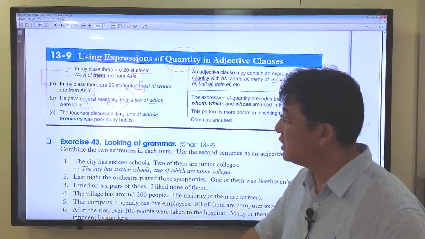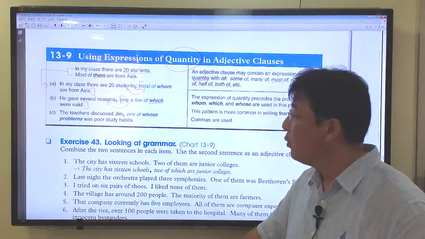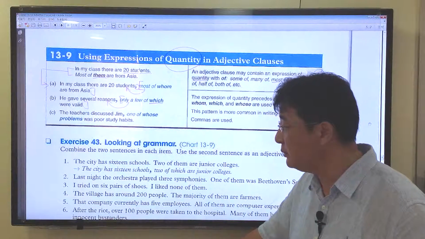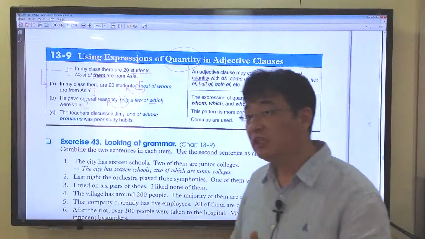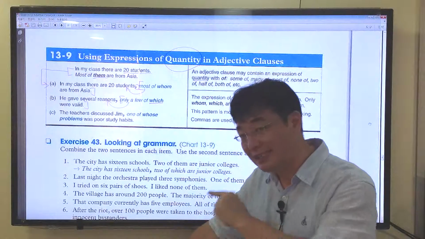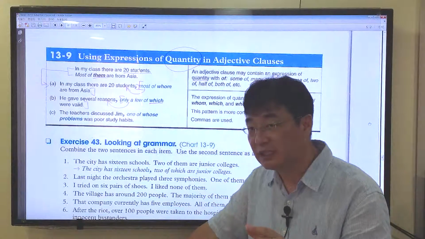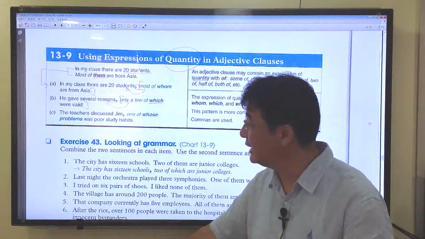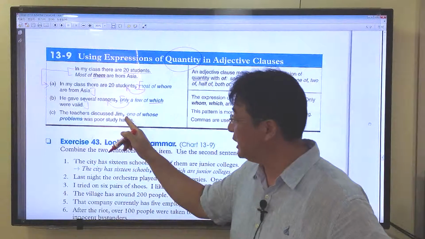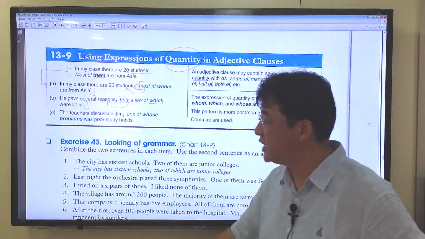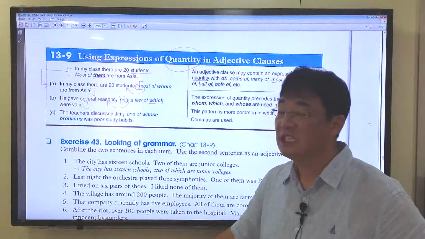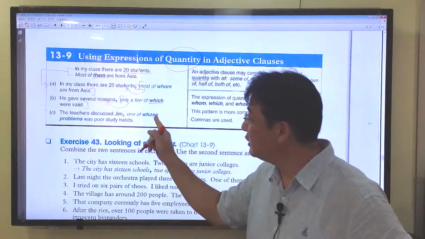Okay, let's find out the meaning of example C. The teachers discussed the gym, one of whose problems was poor study habits. Okay, why don't we try again to convert the sentence into two independent sentences. 자, the teachers discussed the gym, period. One of his problems, one of Jim's problems was poor study habits. 그죠? 그래서 이건 어떻게 되는 겁니까?